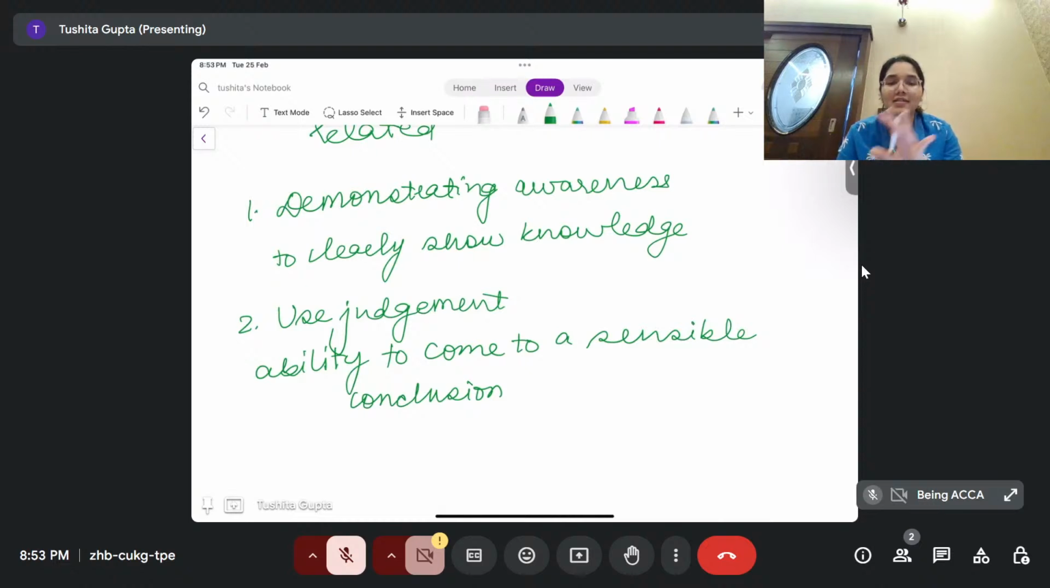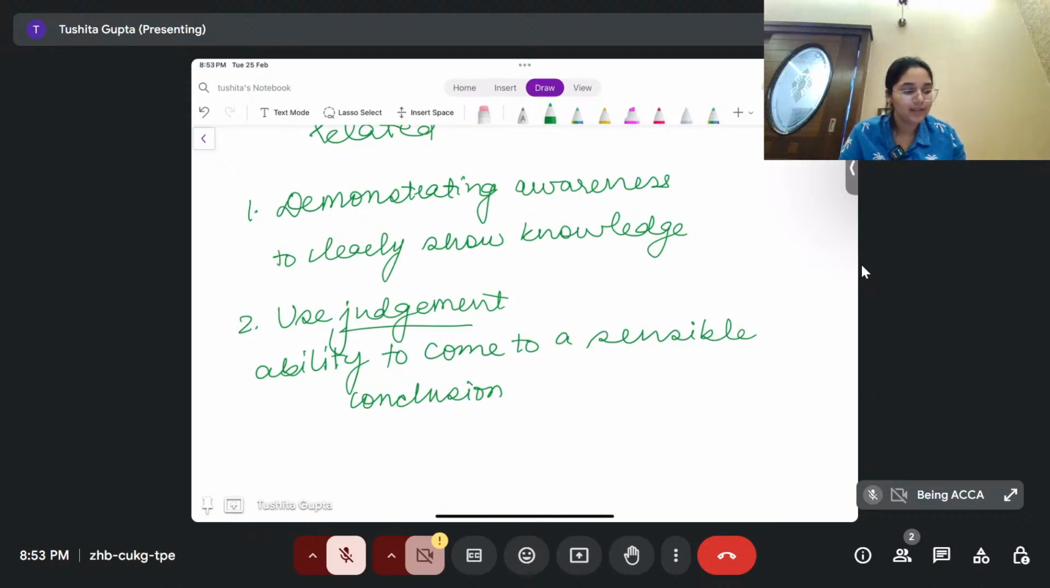If there are certain pieces of information given to you, you should be able to analyze all of that information to reach a sensible conclusion. There could be a few positive factors, a few negative factors, but then it is your judgment. You have to weigh whether the pros are more or the cons are more, and accordingly you should be taking a sensible decision. So this is what is covered as a part of use judgment.